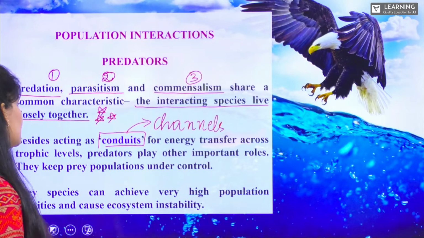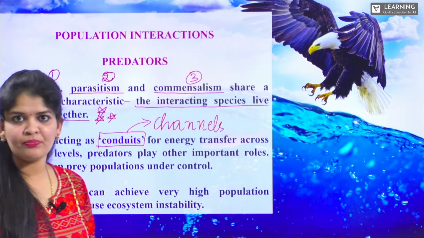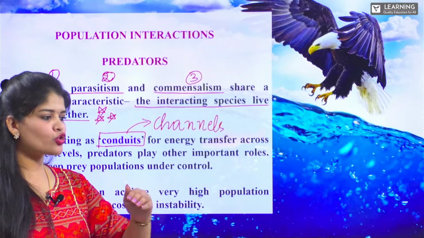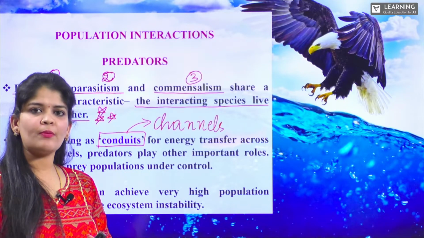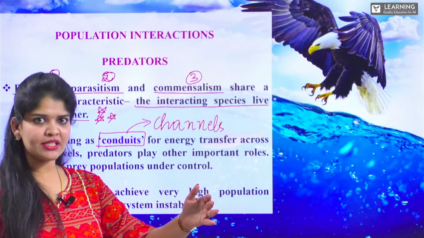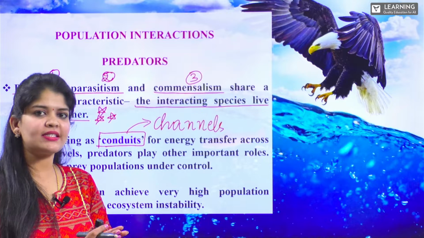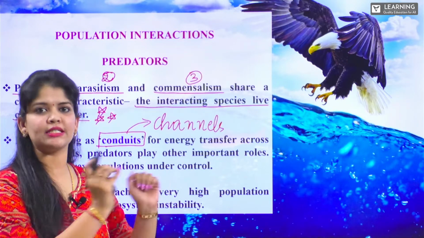Now, let's understand the predators' important roles. Here we know that predators are used as channels, conduits for the transfer of energy from one trophic level to another trophic level. That means from producers to herbivores, from herbivores to carnivores, like that. Simply we can say the transfer of energy takes place from the producers to the consumers.